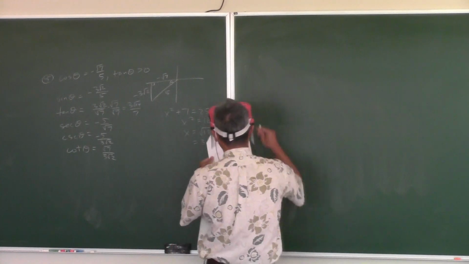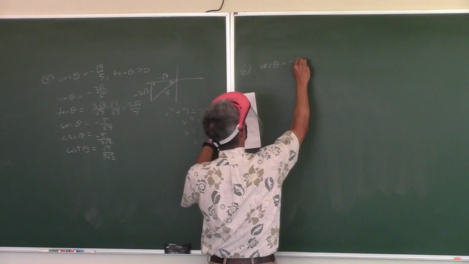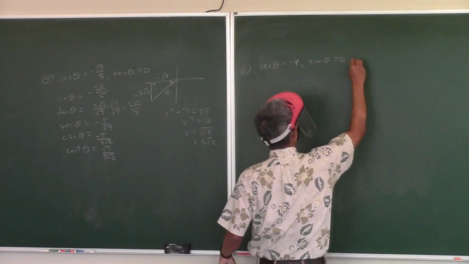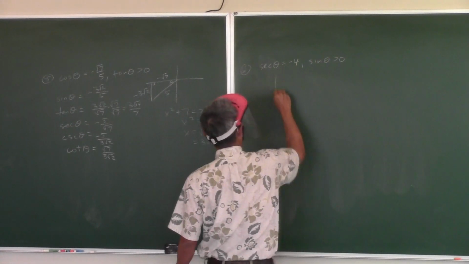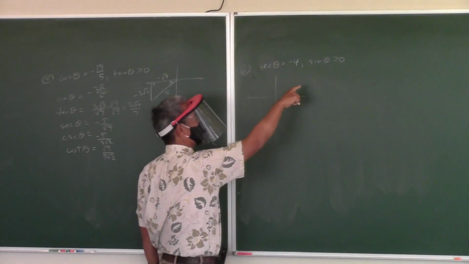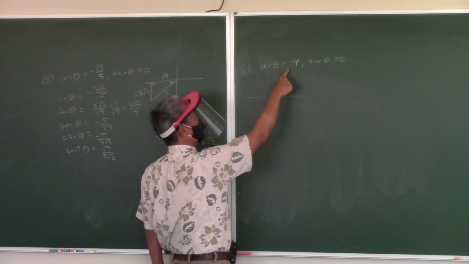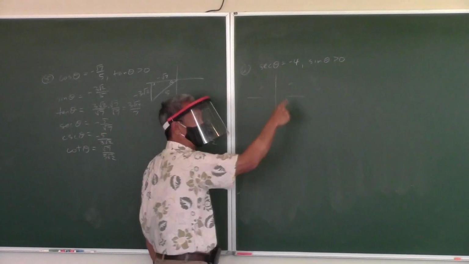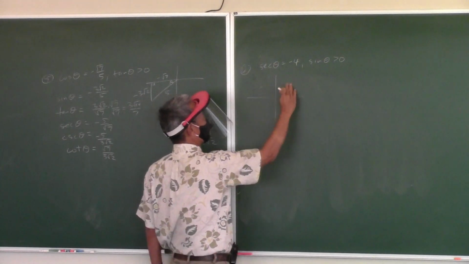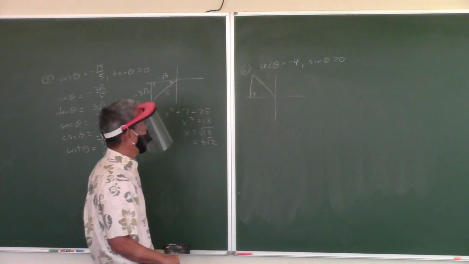Number 6. Secant theta is equal to negative 4, and sine theta is positive. So what quadrant are we talking about? Well, where is sine positive? First and second quadrant, right? When is secant negative? That's the same thing as when is cosine negative? Here and here. So well, we must be talking about the second quadrant then. So draw it in the second quadrant like that.